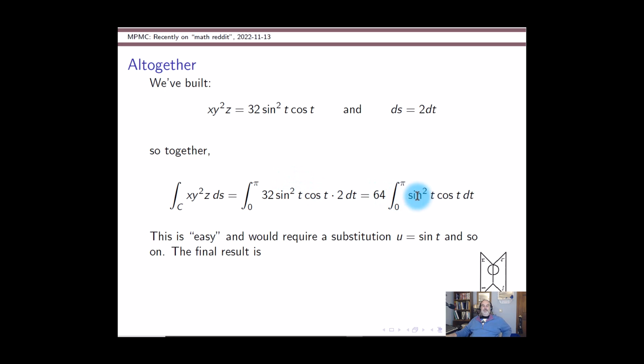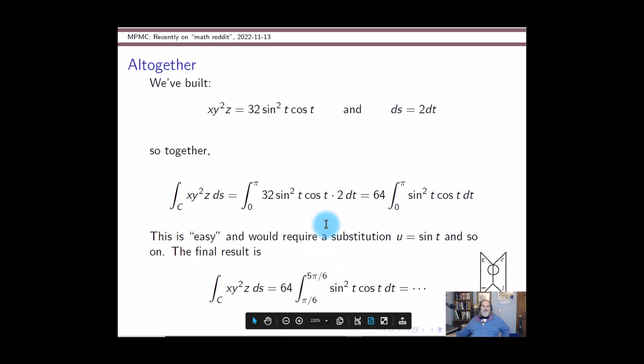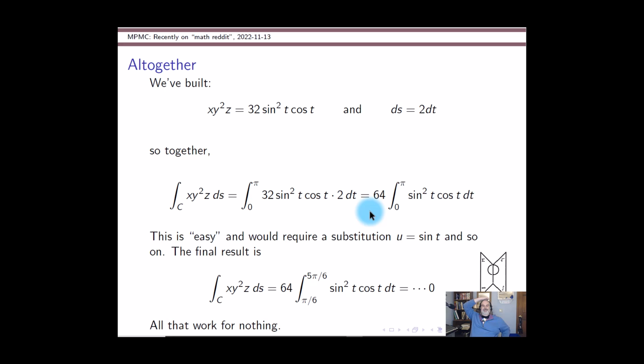Okay, to do this integral by hand, we would have to do a substitution like u equals sine t. It wouldn't be hard. Oh, look, I put them back on. It's been a long weekend. Okay, so the limits are now correct on this integral, and the net result is 0. And we have done all that work for literally nothing.